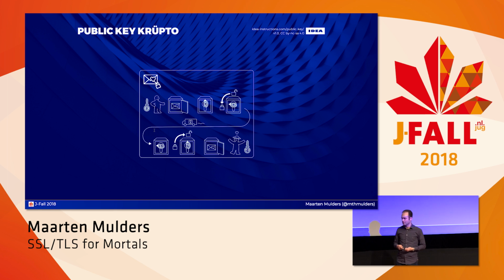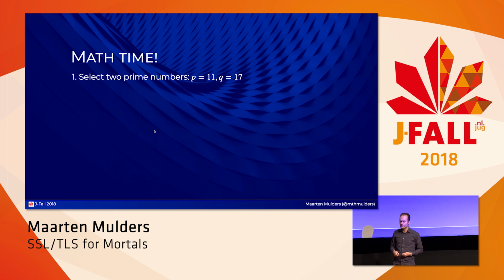Well, this is obviously not the real stuff. The real stuff is just a lot of math, and we're not going to cover all of it, but just to give you a basic idea of how that works. The very first step is that we select 2 prime numbers. Let's call them P and Q. And the only requirement is that they are positive and that they are a prime number.